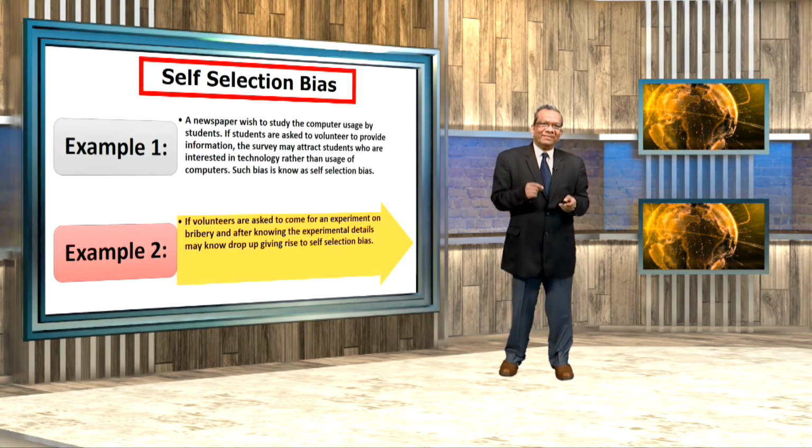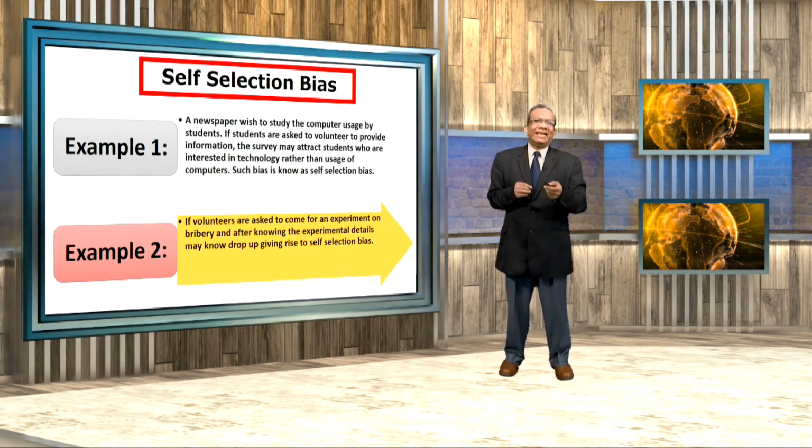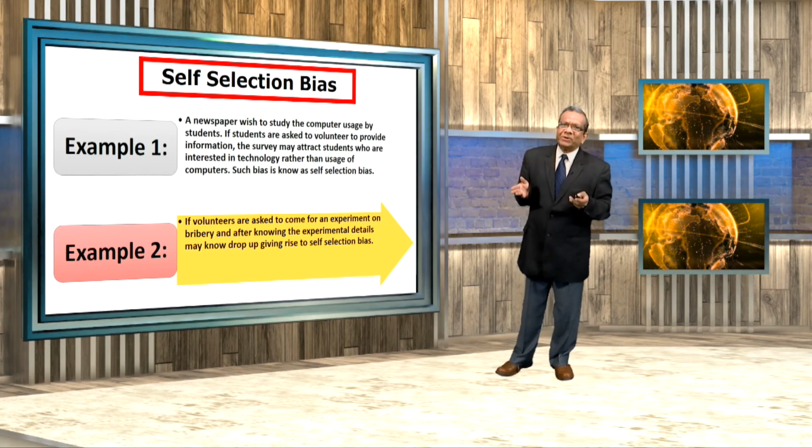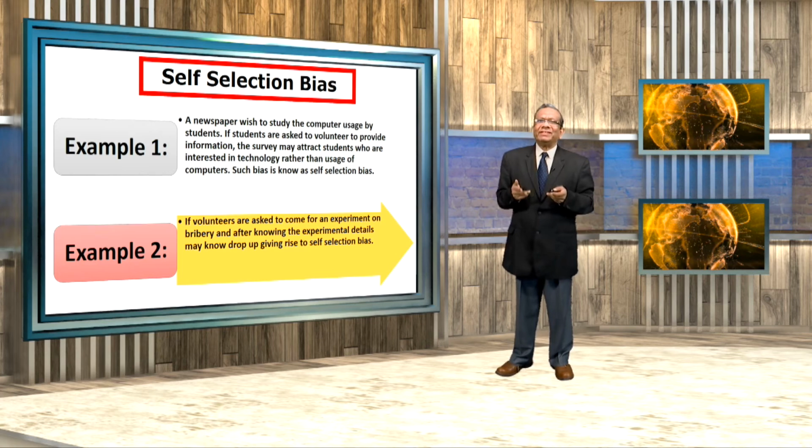Now, first one is self-selection bias. A newspaper wished to study the computer usage by students. If the students are asked to volunteer to provide information, the survey may attract students who are interested in technology rather than usage of computers. Such bias is known as self-selection bias.